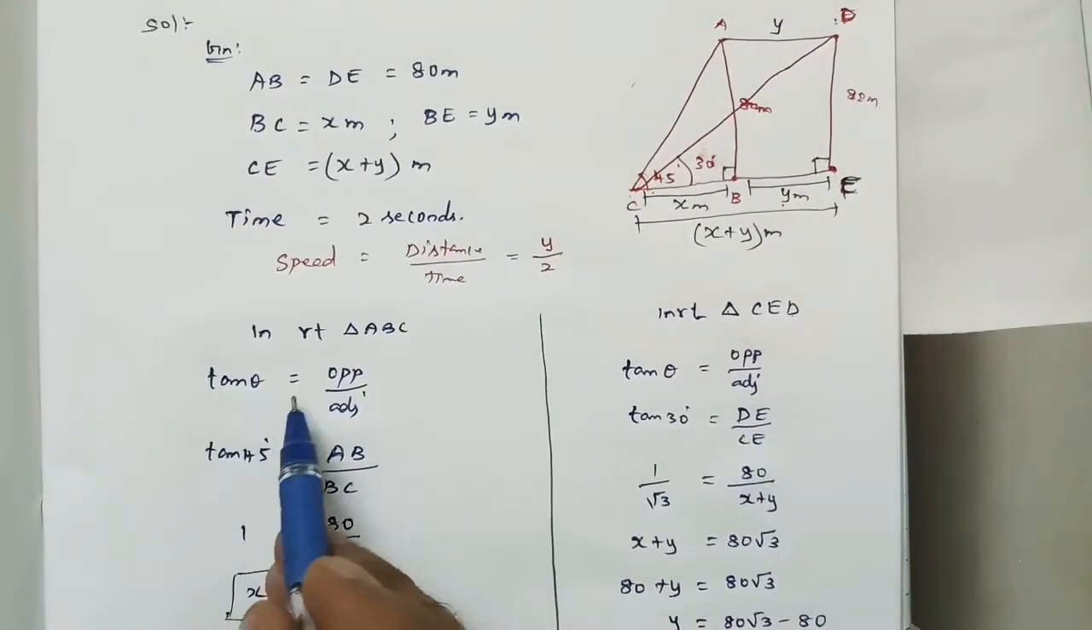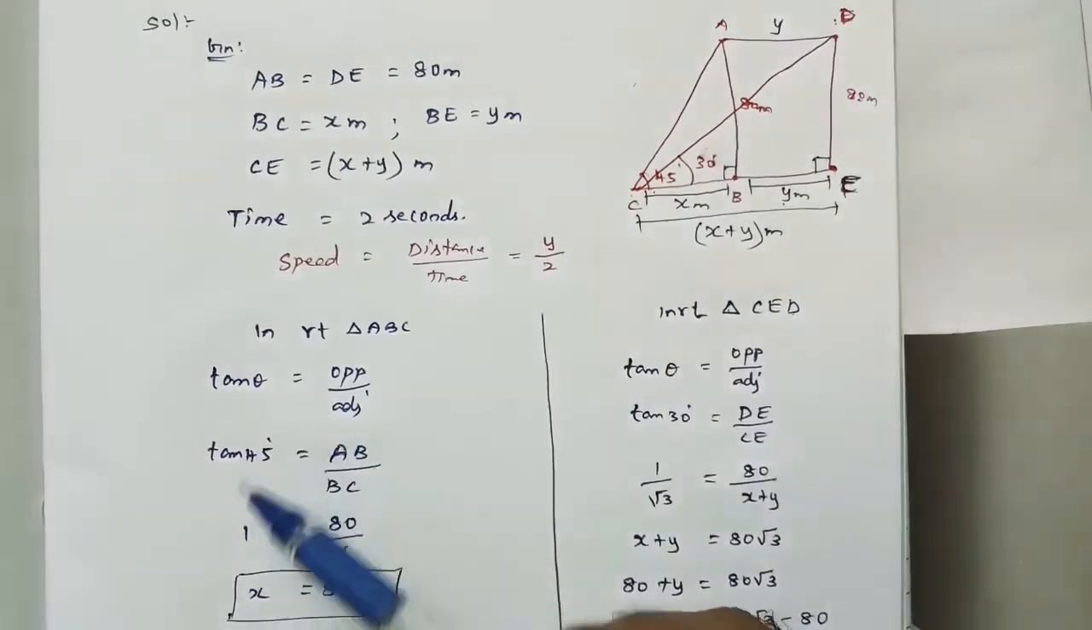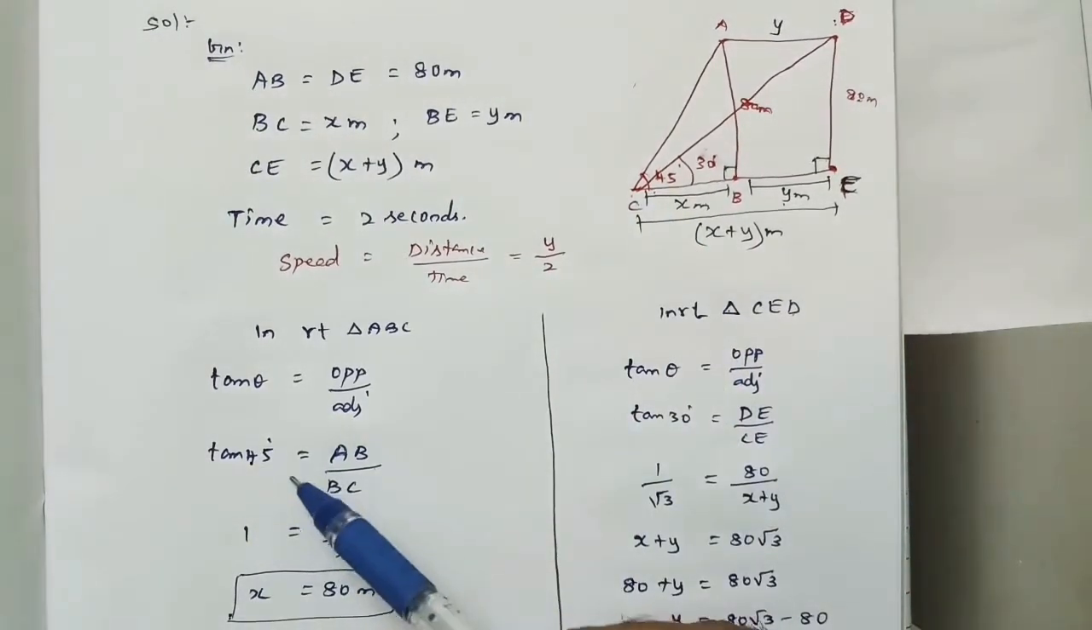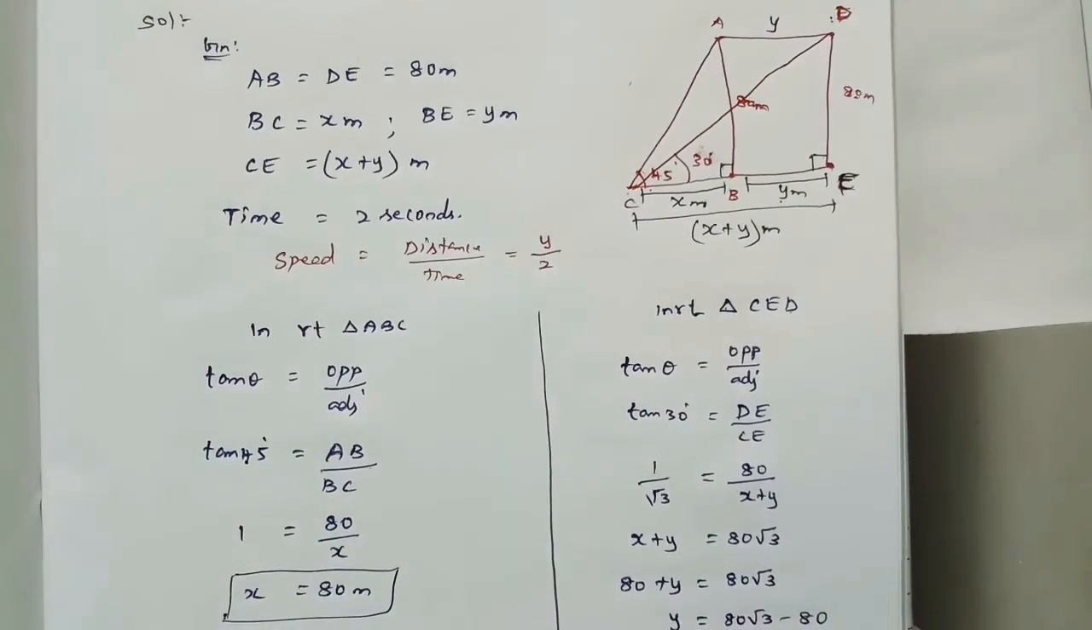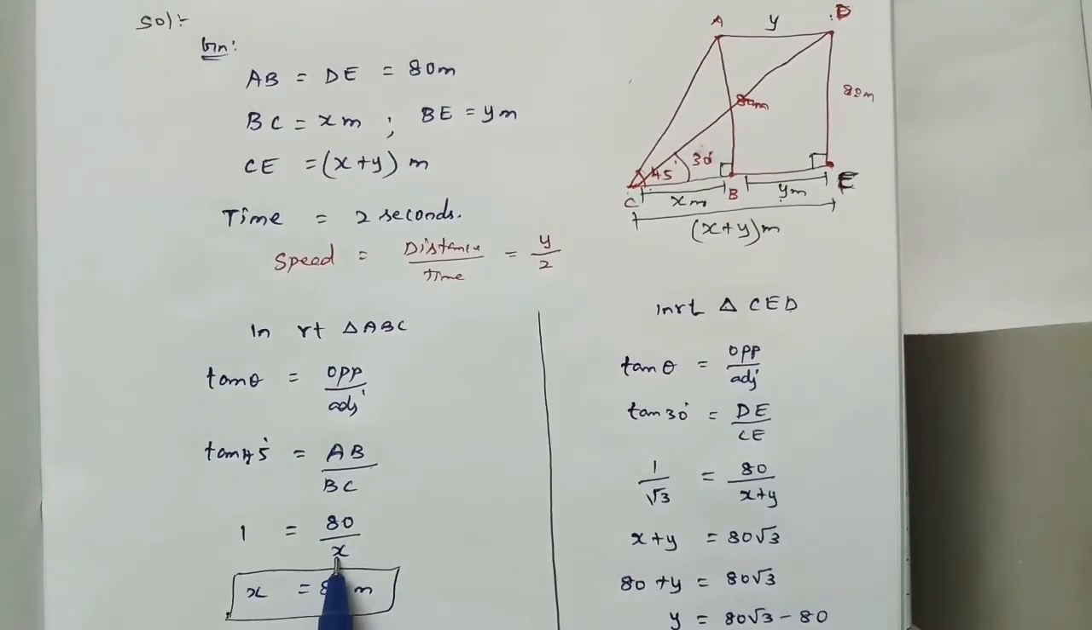In right triangle ABC, tan theta is equal to opposite by adjacent. Theta is 45 degrees, so tan 45 degree is equal to AB by BC. AB is 80 meter and BC is X. Tan 45 value is 1. Bringing this X to the LHS, X into 1, X is equal to 80 meter. So we have found that X is equal to 80 meter.